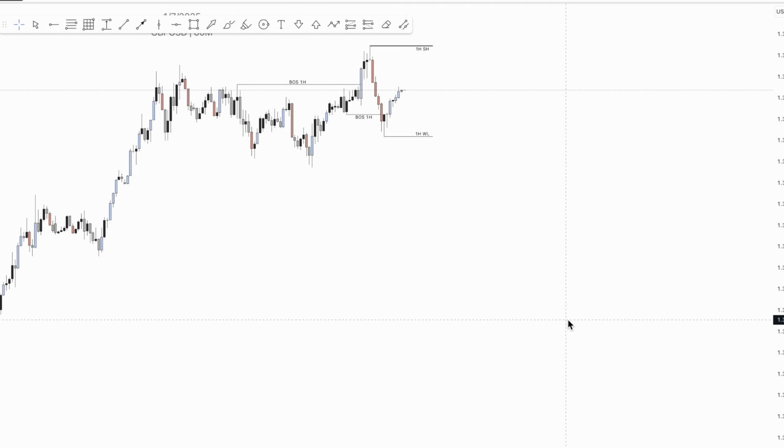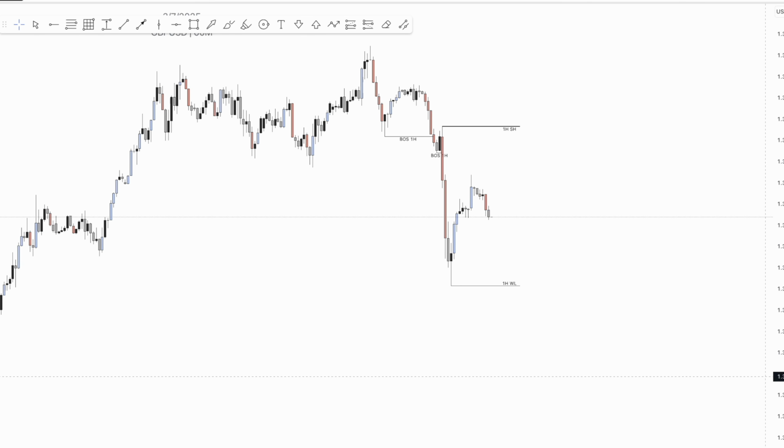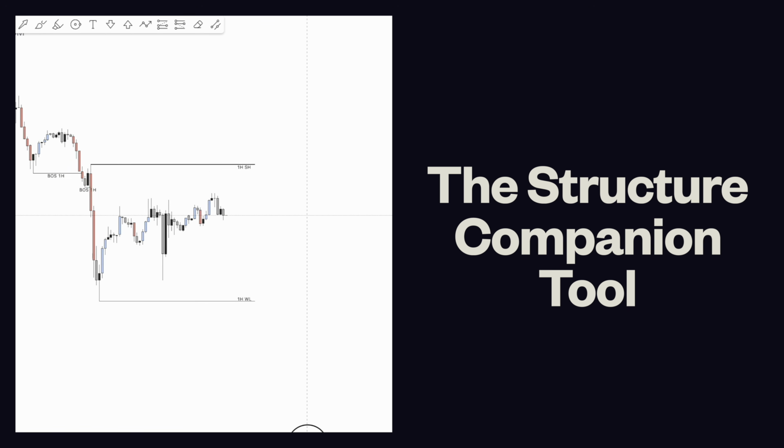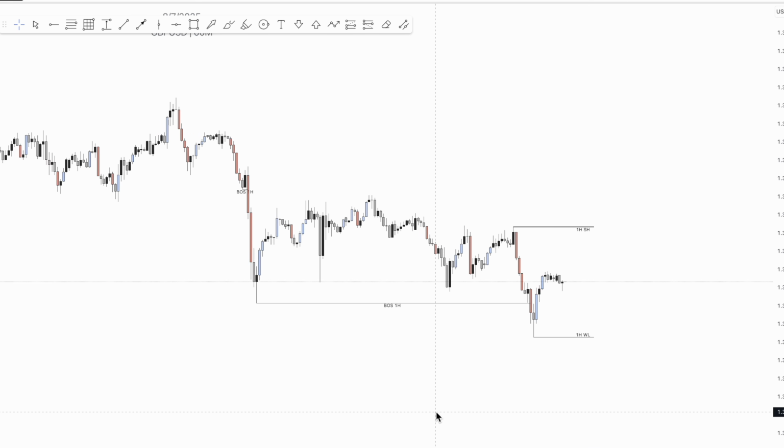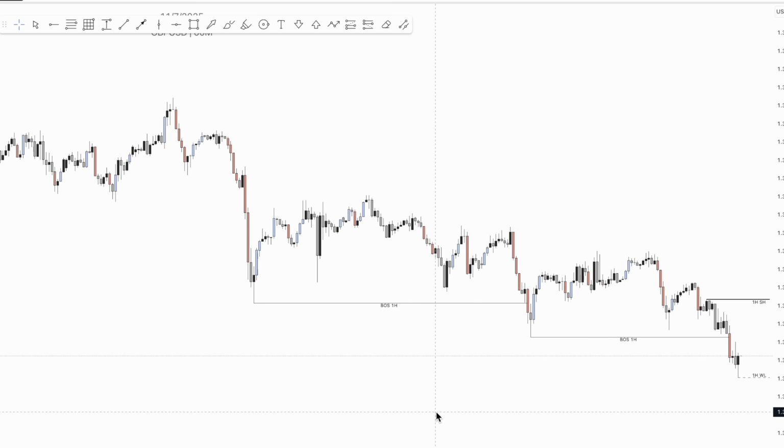Notice how quickly the highs, lows, break structure and imbalances are plotted. That's the structure companion tool. It automatically marks everything across all time frames. Fully customizable, so you can focus on trading with clarity instead of spending hours drawing lines.